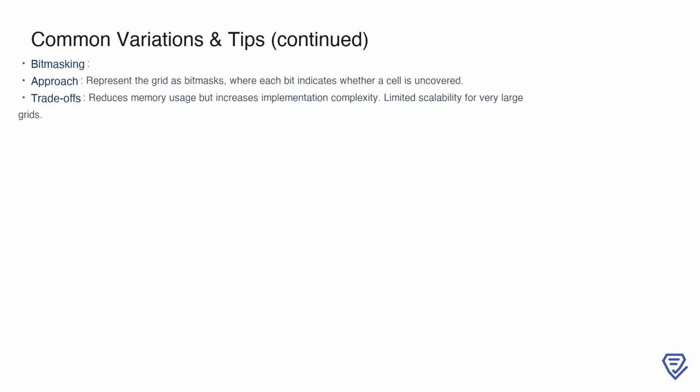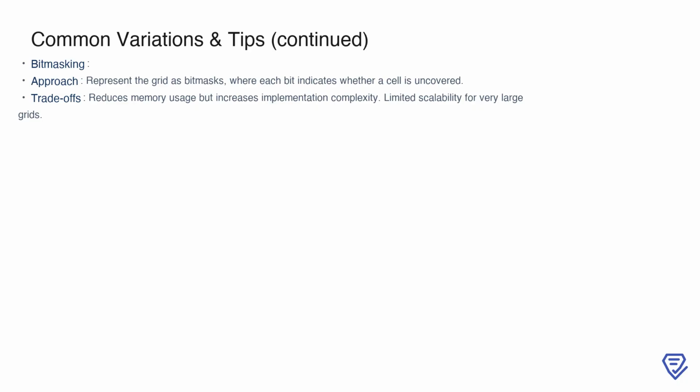Another advanced technique you could consider is bit masking. With this approach, you represent the grid as a series of bit masks, where each bit indicates whether a cell is uncovered. This can significantly reduce memory usage because you're storing grid data in a compact format.